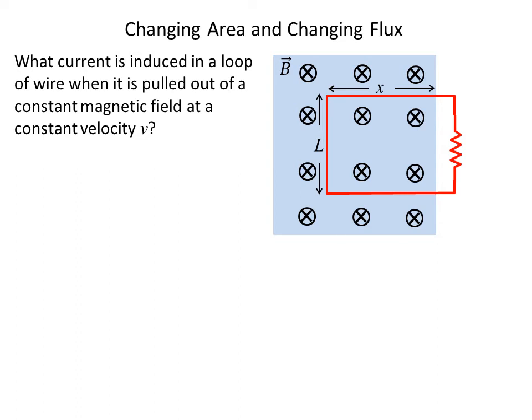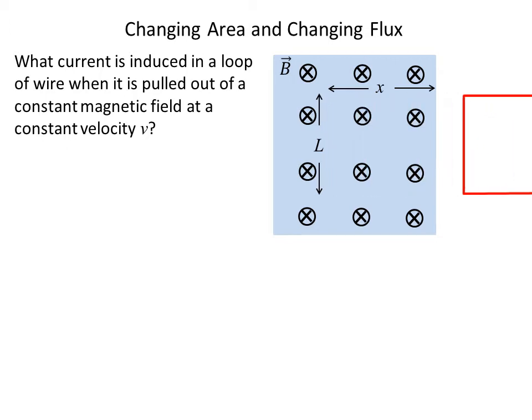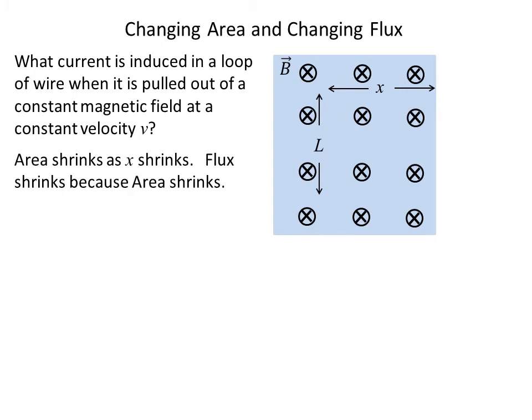Let's look at a case where there's a changing area that produces a changing flux. What current is induced in a loop of wire when it is pulled out of a constant magnetic field at a constant velocity v, as shown? Well, the area overlapping the loop and the B field shrinks as the side marked X shrinks, and the flux shrinks because the area shrinks.